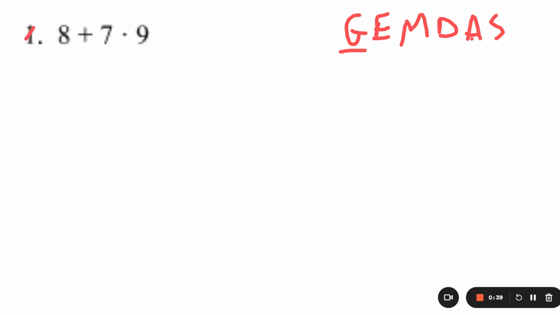Do I have any grouping and exponents? We're going to ignore this part right here because that just means number one. So I have 8 plus 7 times 9. I don't have any groupings, I don't have any exponents or square roots. Multiplication and division, yes, I have this one right here.